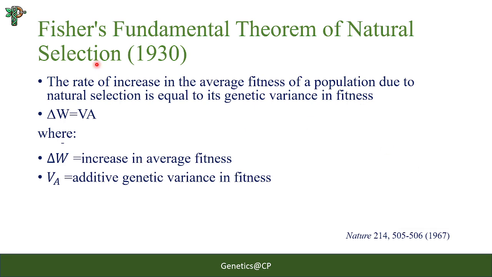For example, Fisher's fundamental theorem of natural selection says that the average fitness of the population due to natural selection is equal to the genetic variance in the fitness. The higher the genetic variance present in a particular species, then definitely they have high fitness. And it is also related to the selection coefficient. It is also related to the genetic load in the population. And all these concepts are linked to each other.